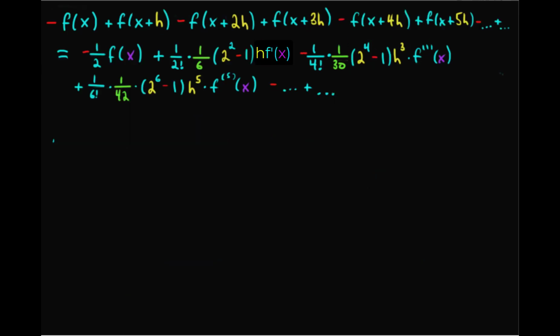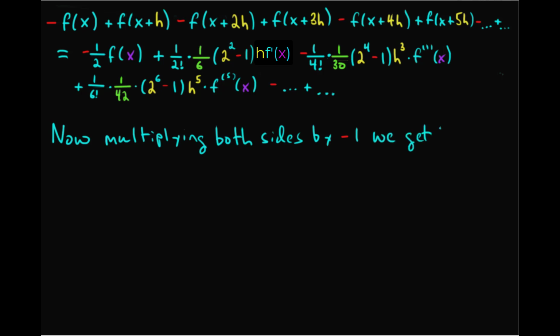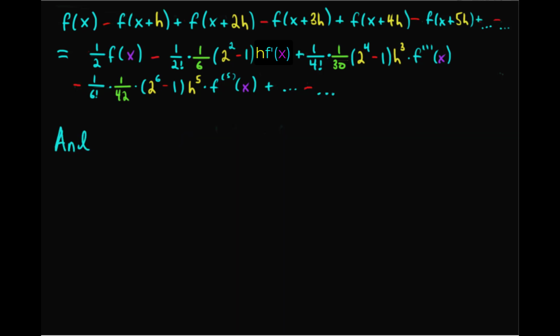Now this equation is pretty close to what we want, but we wanted f of x minus f of x plus h plus f of x plus 2h minus f of x plus 3h, and so on. So all we have to do to get that result is multiply both sides of the equation by -1 to flip the signs. And now finally, because our choice of h is arbitrary, we can let h equal 1. Then we'll have the final form that we seek.